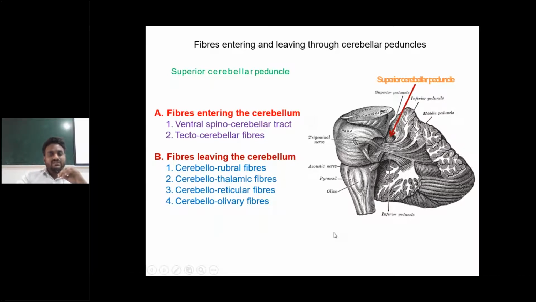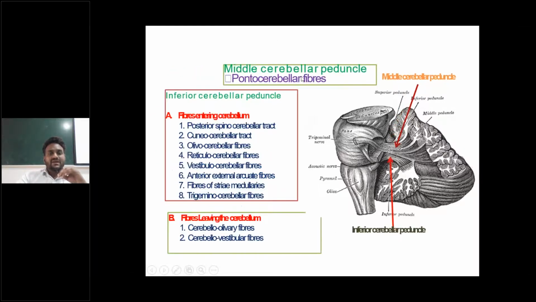Next, we move to the fibers passing through the middle cerebellar peduncle. Here is the MCP. As I mentioned earlier, through the middle cerebellar peduncle only input fibers pass, which connect the pons with the cerebellum. That's why these fibers are named pontocerebellar fibers, only input fibers.